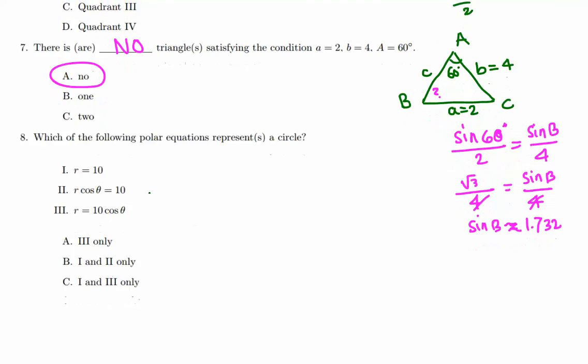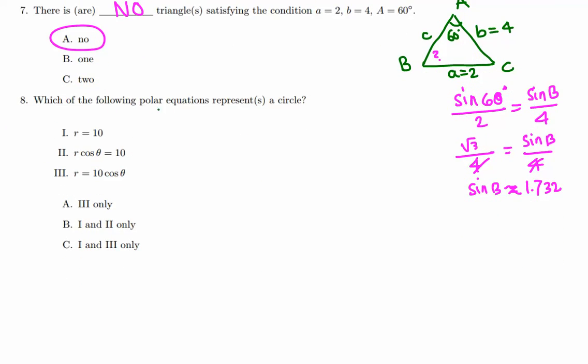Okay, let's move on to 3. Which of the following polar equations represents a circle? So r equals 10, the radial distance from the pole is always 10, so we have a circle. R cosine theta equals 10: r cosine theta is in fact x, so x equals 10. If we convert this into rectangular coordinates, we get x equals 10, which is a vertical line. So this is not a circle.